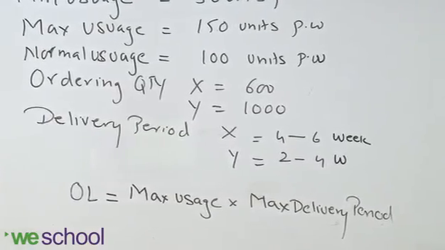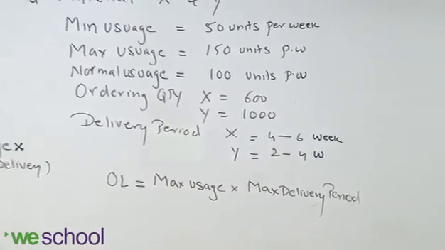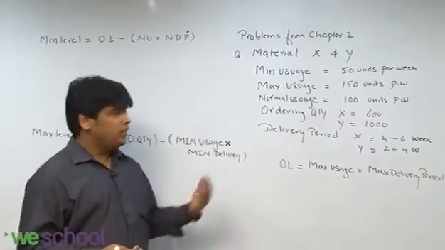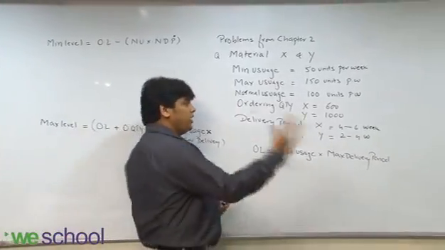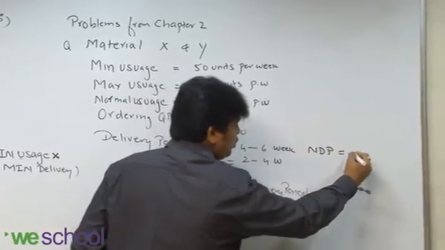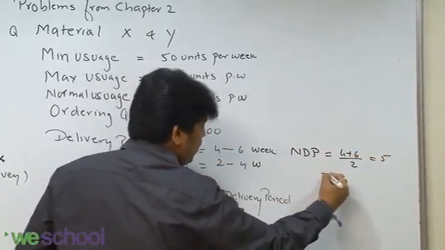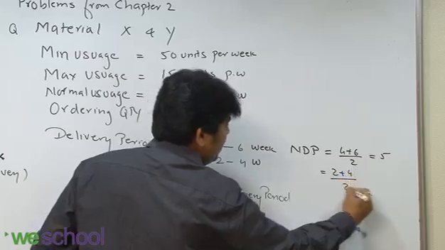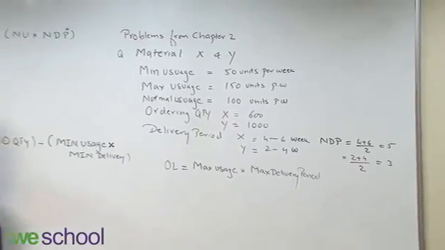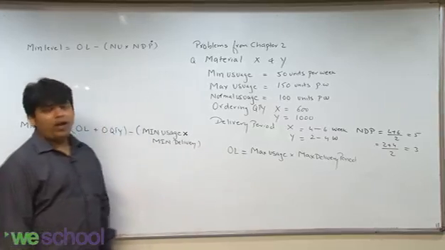You have to keep the normal delivery period in mind. If you want, I can write it for you. Someone is saying, sir, we got the point, but someone is saying, sir, you should write it. Okay, for them I will write the normal delivery period. Normal delivery period is equal to 4 plus 6 divided by 2, that is 5. And for Y, it will be 2 plus 4 divided by 2, that is 3. So I have calculated the normal delivery period: for X it is 5 weeks, and for Y it is 3 weeks.